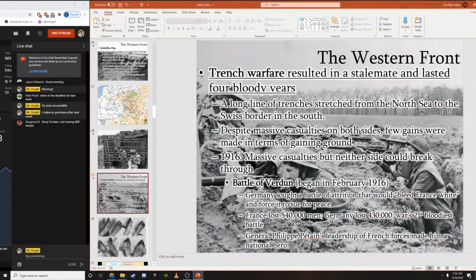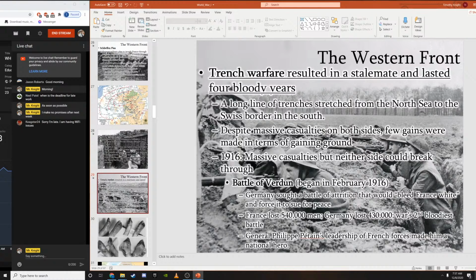When we talk about that word stalemate, by the way, it's a term in chess where neither player has enough pieces on the board in order to get a checkmate. And instead what ends up happening is you just kind of keep moving your pieces in circles around the board and no one ever wins or gains any ground. So that's what a stalemate is, and that's how they begin to describe World War I.